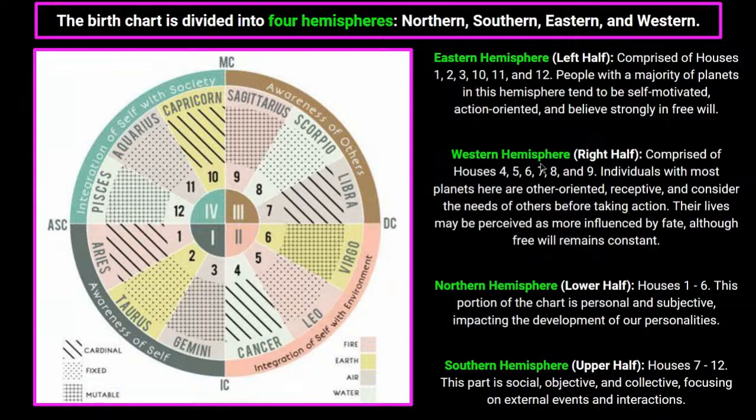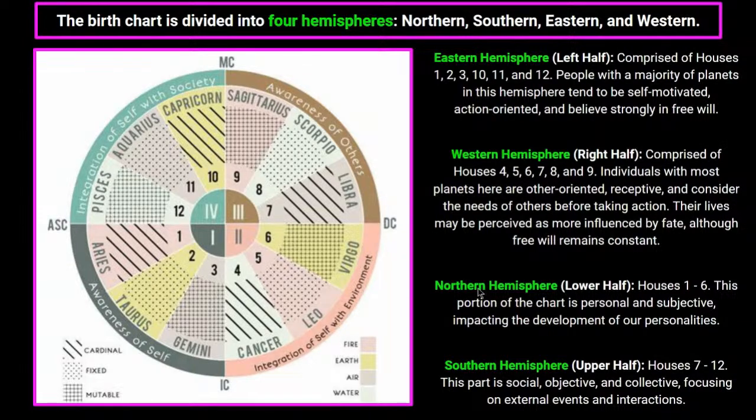Next, we're going to look at the western hemisphere, which is the right half of the circle, and is comprised of the other houses in the chart, which is house 4, 5, and 6, 7, 8, and 9. Individuals with most planets here on the right half of the chart are other-oriented, receptive, and consider the needs of others before taking action. Their lives may be perceived as more influenced by fate, although free will remains constant.